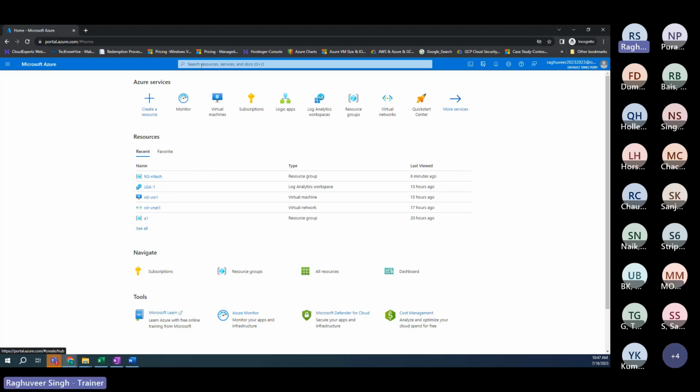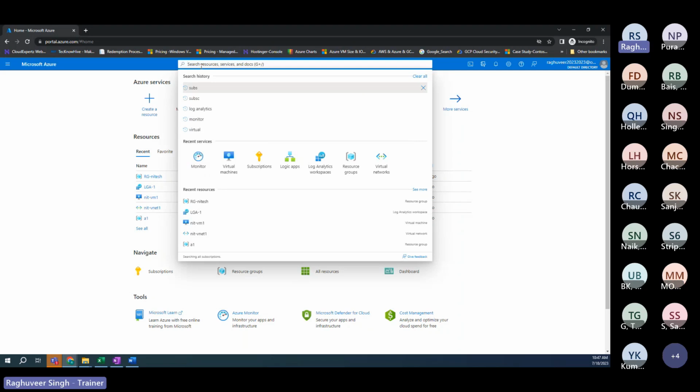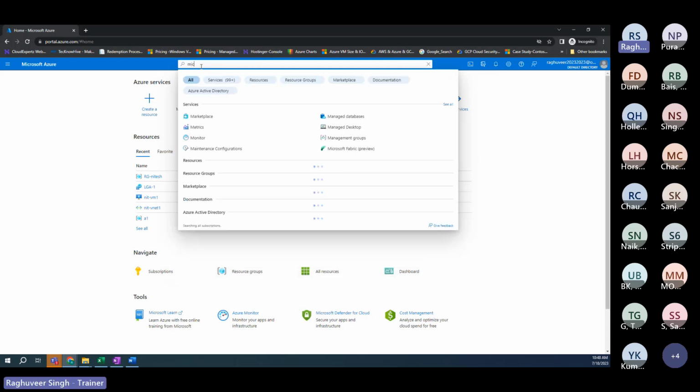Okay. So what we are going to do, we are going to enable Microsoft Defender for Cloud here so that it will start to capture the logs from today onwards. And when we integrate it with Sentinel, Sentinel will have at least some logs coming into it. So how do I enable it?